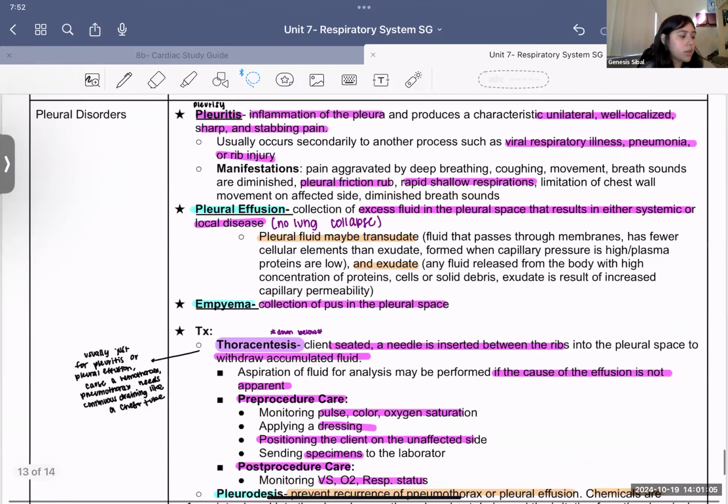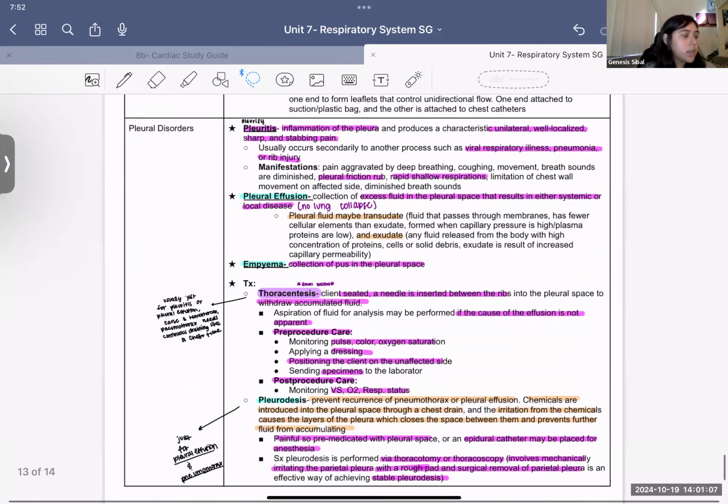So with pleural disorders, the last thing I'm just going to hit on is inflammation of the pleura, with pleuritis. These are just talking about inflammation of the pleural space. So pleuritis, exactly what it is, inflammation of the pleura. And so you're going to have unilateral, well-localized, sharp, and stabbing pain. I feel like that was something that she might have asked, but I don't really remember. I'll have to check. But it usually occurs secondarily to another process like a viral respiratory illness.